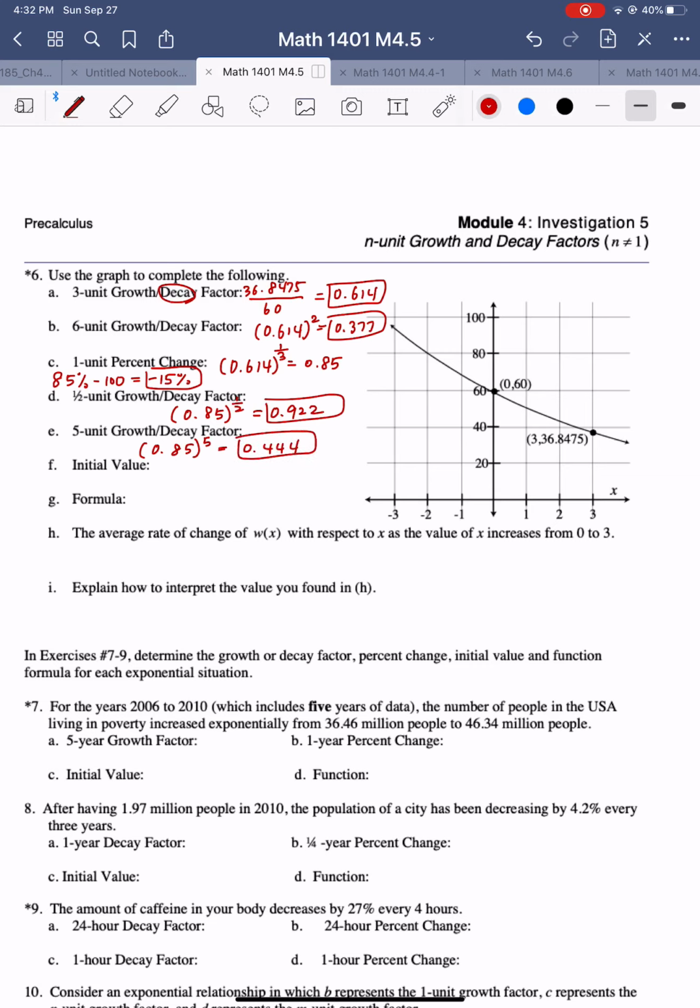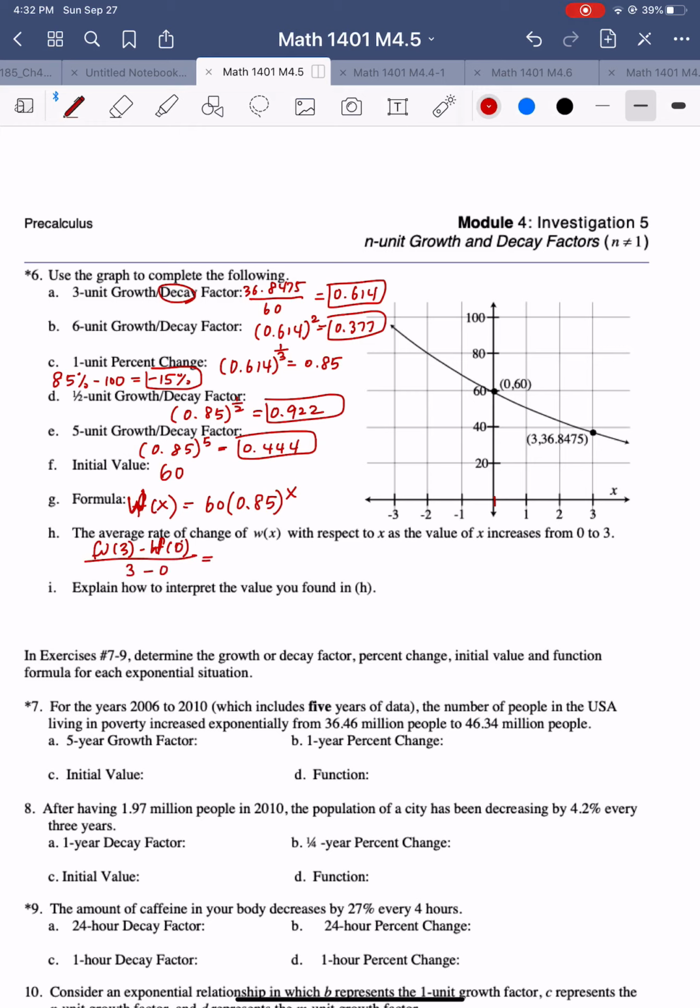And the initial value when x equals 0 is 60, so I got 60. The formula is going to be, oh, this one, actually the w of x, which is 60 times 0.85 to the x power. And then the average rate of change of w of x with respect to x, as the value of x increases from 0 to 3. So I will do w of 3 subtract w of 0 over 3 minus 0.